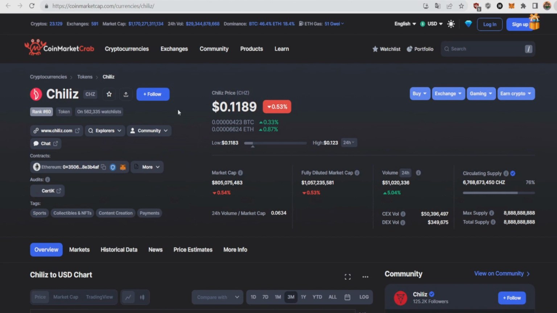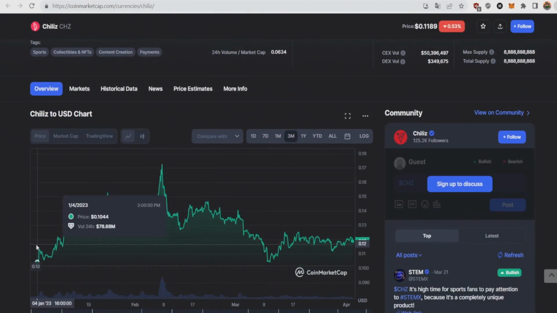The second token of today's list is one of my favorite coins as well, Chiliz token, CHZ. Currently sitting at a price around almost 12 cents with a market cap of 800 million and a fully diluted of 1 billion. If we take a look at the charts of the last 3 months, we can see that 3 months ago, in the beginning of the year, we were at 10 cents.